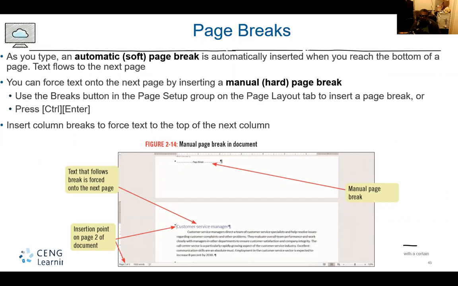As you type, an automatic soft page break is inserted when you reach the bottom of the page. Text flows to the next page. You can force text onto the next page by inserting a manual hard page break. Use the Break button in the Page Setup group on the Page Layout tab to insert a page break, or press Control Enter. Insert column breaks. That's a good one to remember also. Insert column breaks to force text to the top of the next column.